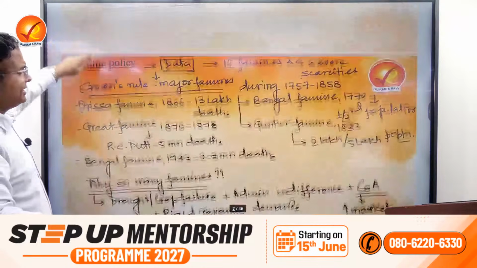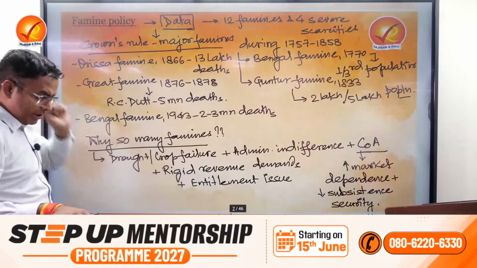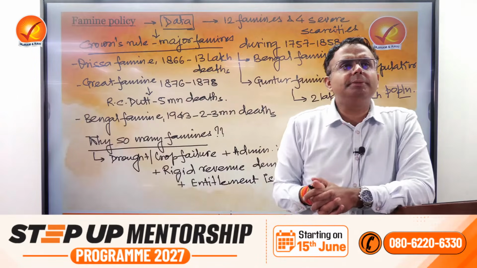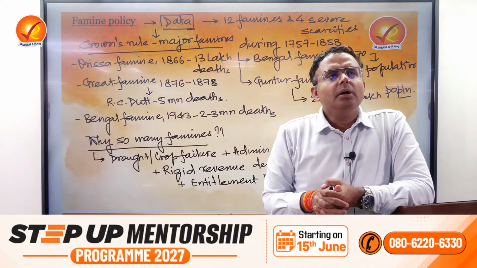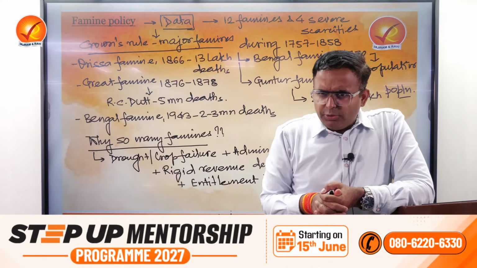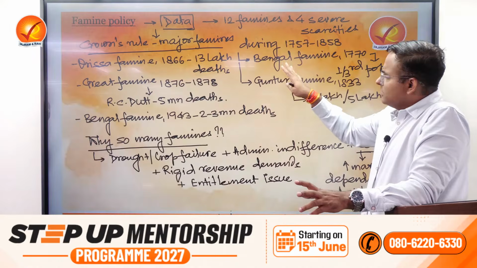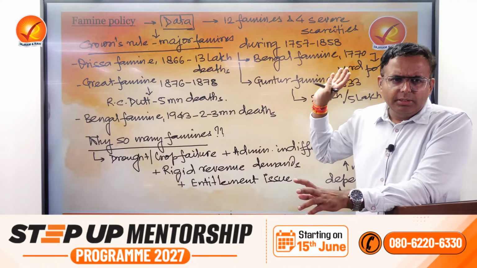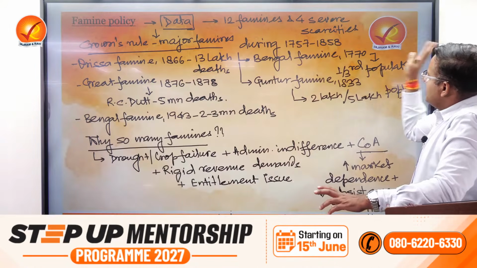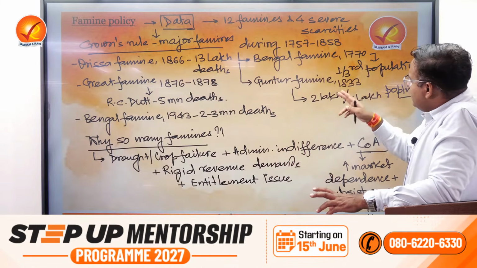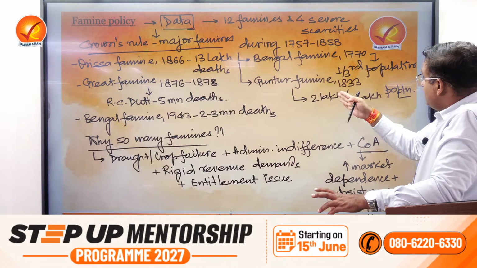Data, as I said, when we look at the famines during the British Raj, there were 12 during the Crown's rule. I have mentioned the names of some of the significant ones. Remember one or two names. Like the Bengal famine of 1770, one third of the population died. The Guntur famine of 1833, 2 lakh population out of 5 lakh.